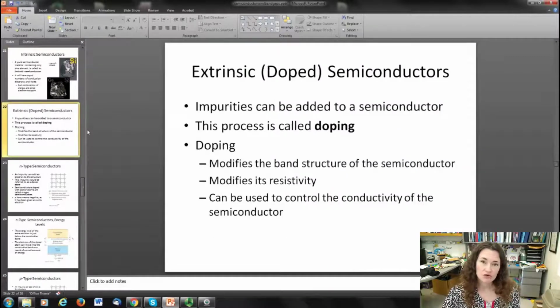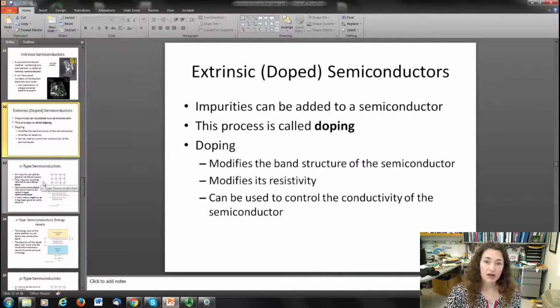You can also tune your semiconductor if you want, or dope it. And these are extrinsic semiconductors. What you're doing there is you're adding impurity atoms to a semiconductor. So this is doping. And it modifies the band structure of the semiconductor. It can change the band gap. It modifies the resistivity and conductance. And it can be used to control the conductivity of the semiconductor.